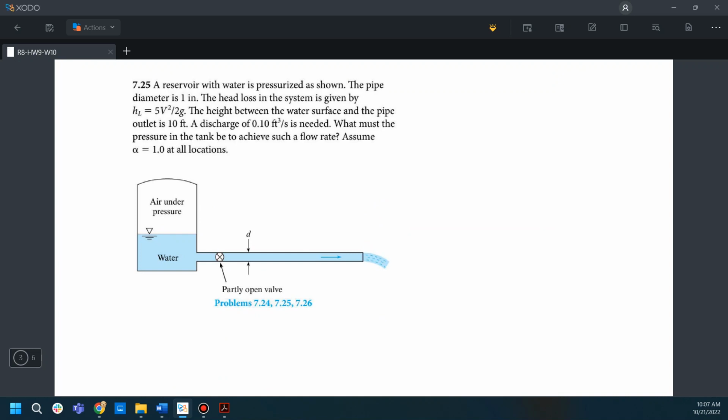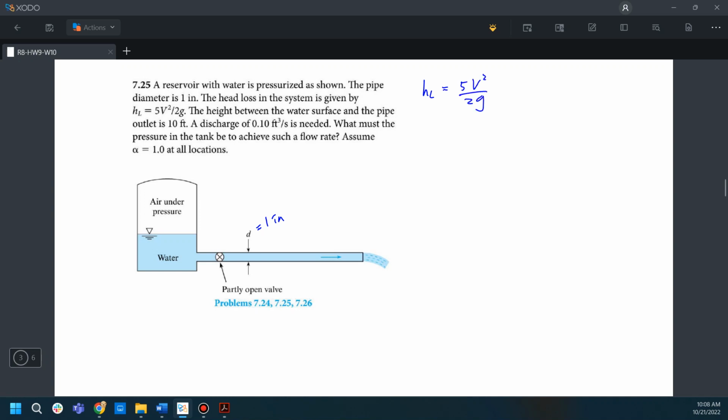In problem 7.25, a reservoir with water is pressurized as shown. The pipe diameter is equal to 1 inch. The head loss in the system is given by this equation. Okay, let's write it down. Head loss is equal to 5V squared divided by 2g.